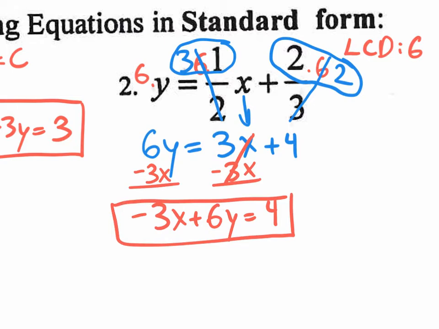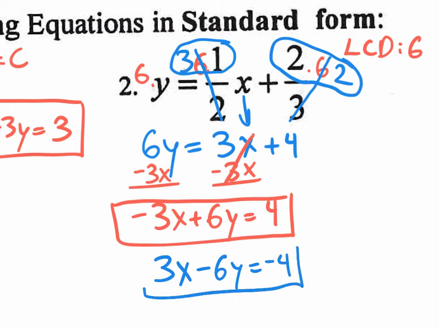Sometimes they don't want to see a negative a value, so they multiply everything by a negative 1, and it'll be positive 3x negative 6y equals negative 4. Either one of those is 100% correct on the Quiz Friday.